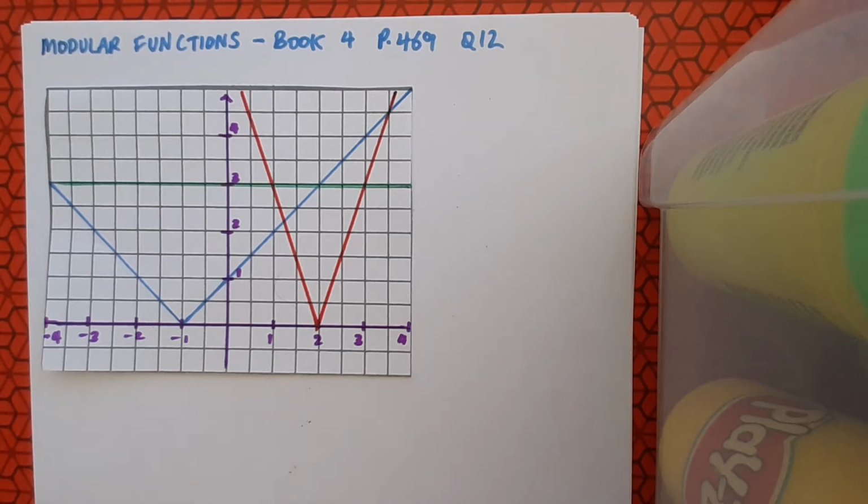This video just runs through the solution for question 12 on page 469 in book 4. It's a question on modular functions. So here's a copy of the diagram from that question. You can see that we've got three functions.